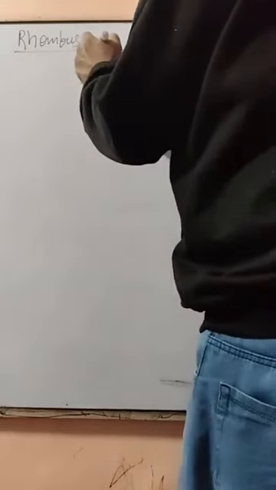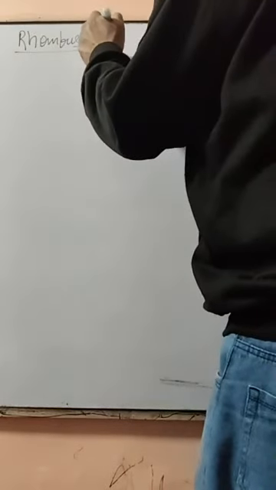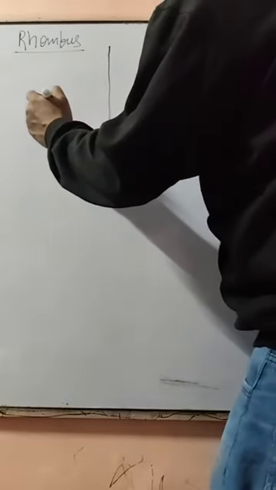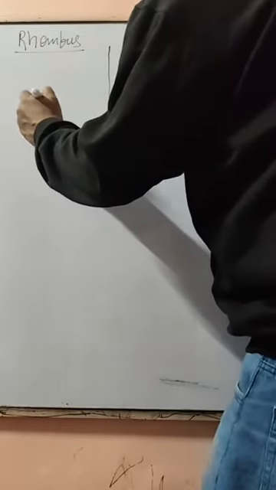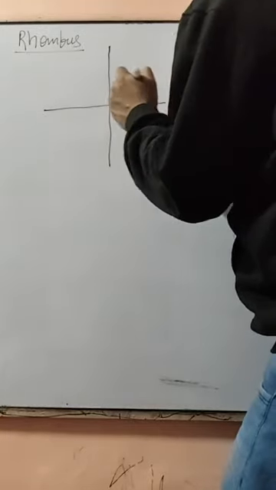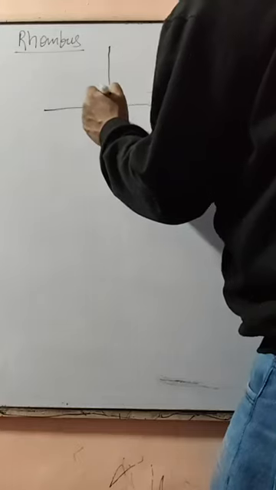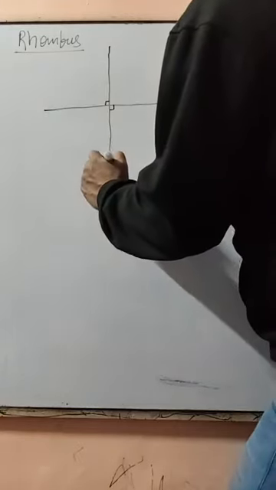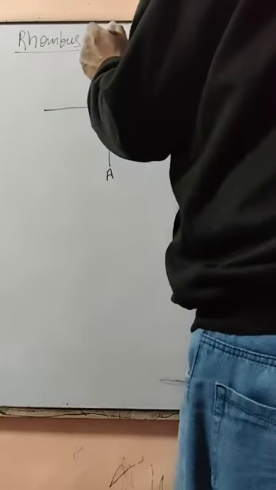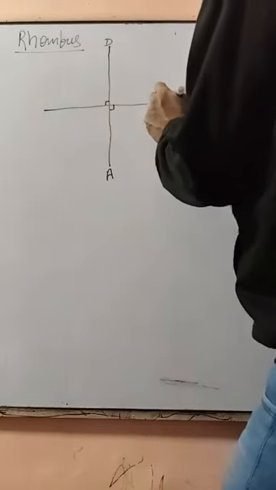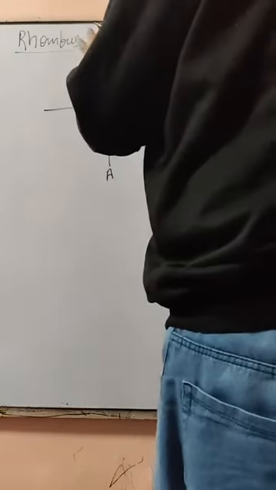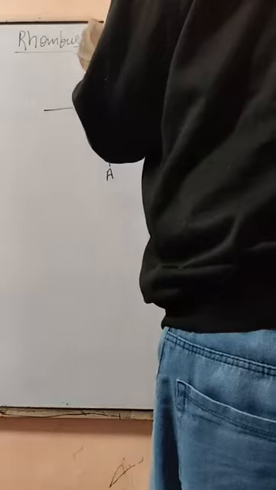Rhombus is a figure like this. Diagonals are perpendicular, right? So this is perpendicular to this, and all are perpendicular to each other. This is A, this is D, this is B, no, this is C, and this is D, right?